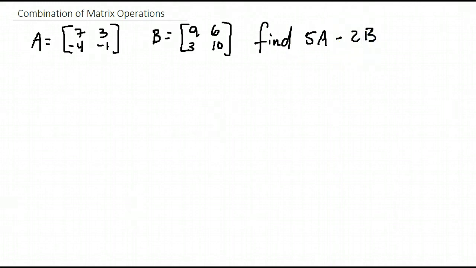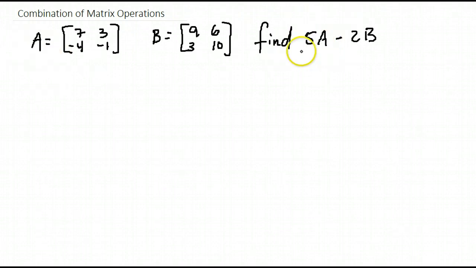So some things are happening here. Looking at order of operations, we have to take care of our multiplication first. So we have 5 times A. So that's a scalar multiplication of the matrix. So first thing we need to do is multiply matrix A by 5. And then we have minus 2B. We then need to multiply matrix B, everything inside matrix B, by 2. And then we can subtract them. So let's go ahead and set that up.